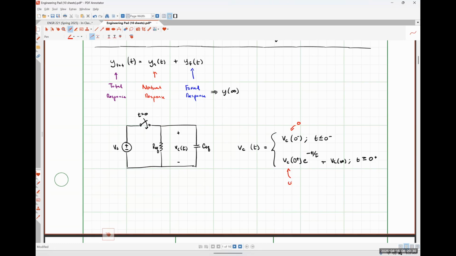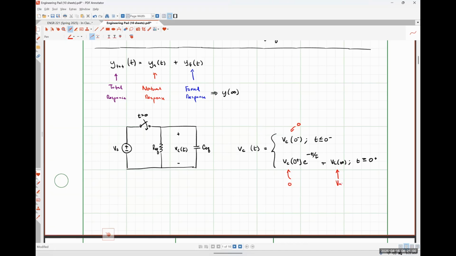0. Because the voltage drop across the capacitor cannot change abruptly. Whatever value it had at 0 minus, it has to continue having at 0 plus. What is VC at infinity going to be? Vs. We would have a capacitor in parallel with the resistor in parallel with the voltage source, so eventually the voltage drop across the capacitor is going to charge all the way up to Vs.